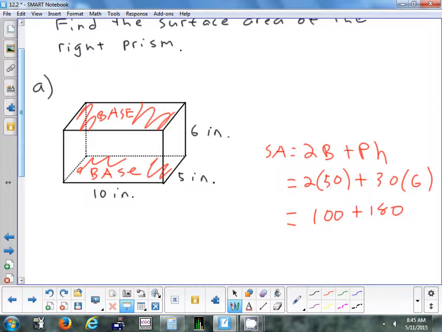2 times 50 is 100. 30 times 6 is 180. And the surface area, 280 square inches. Much faster than the way we did it before. Okay? And it all relates to that idea of cutting this apart and unfolding it and looking at it that way. Okay? Some people have a hard time visualizing that, but.